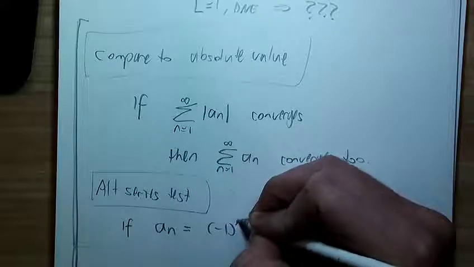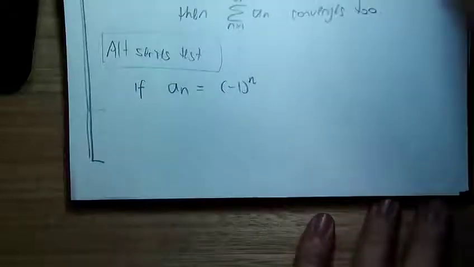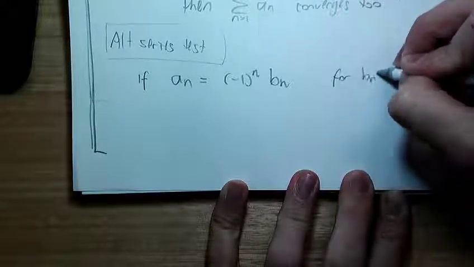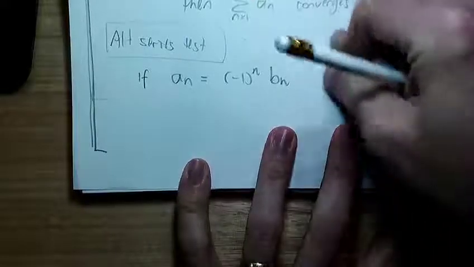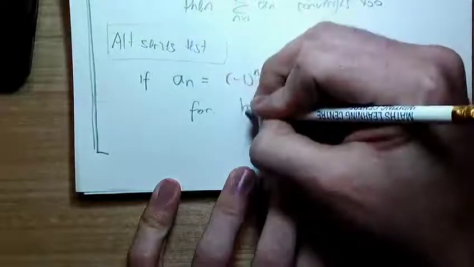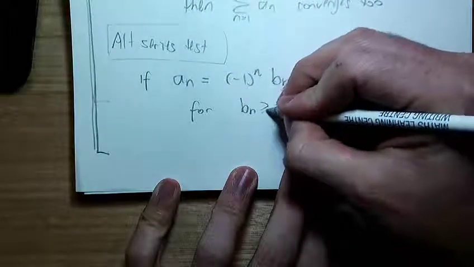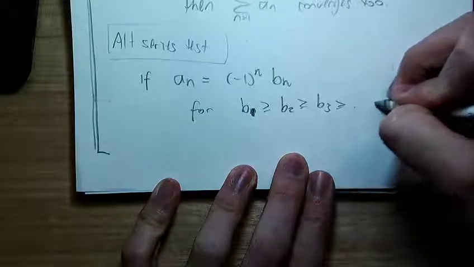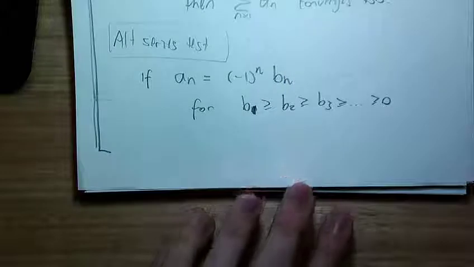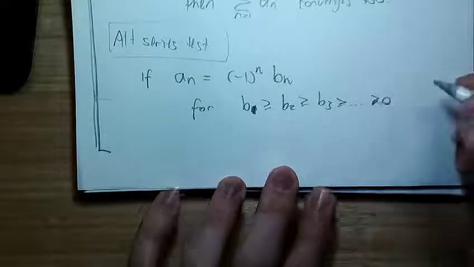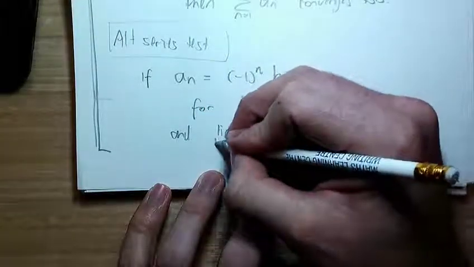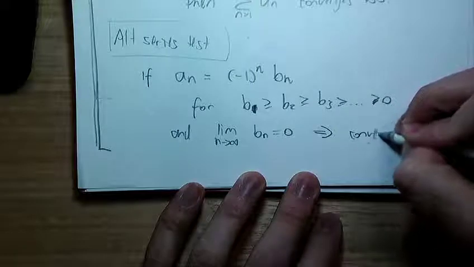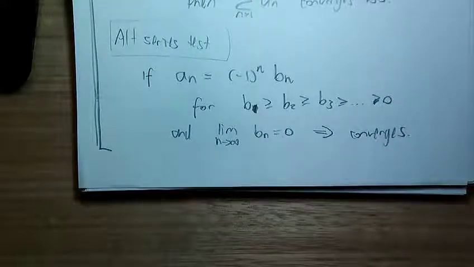If an is like minus 1 to the n or n plus 1, it doesn't really matter, of some other term where they're all positive, and these terms are strictly greater than zero, each greater than the next, like the first one is the biggest, and they're all greater than or equal to 0, and the limit as n goes to infinity of Bn is 0, then that means it converges. So that's 3 bits of information in the alternating series test.